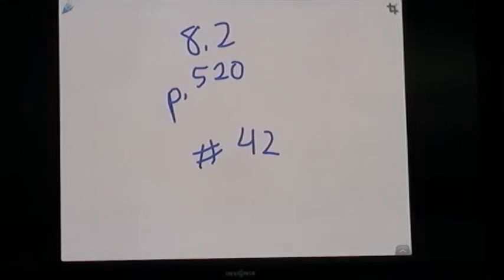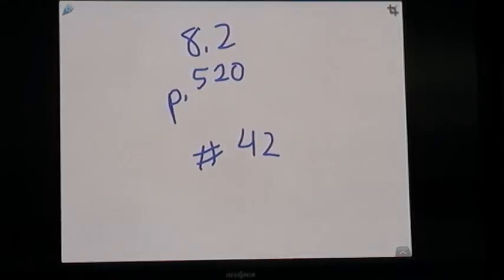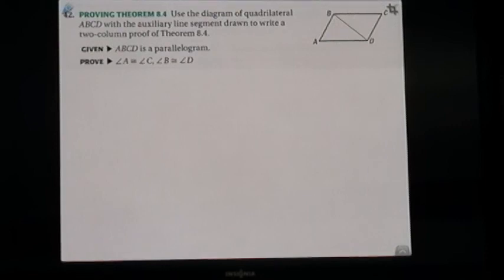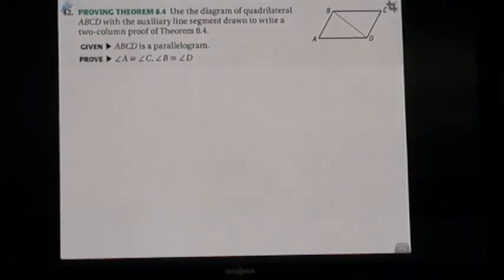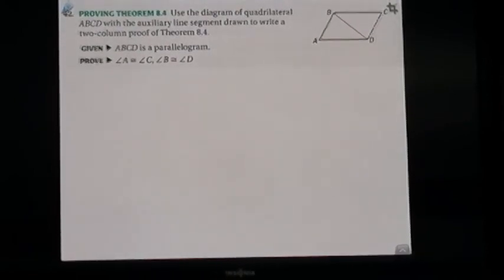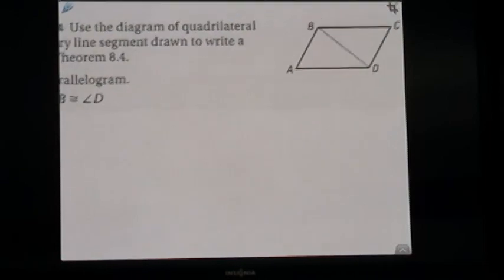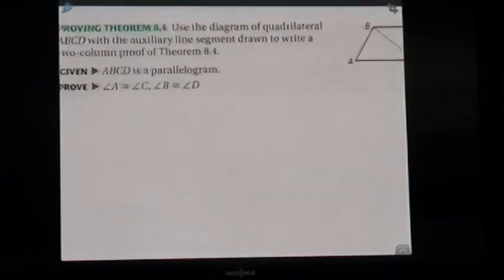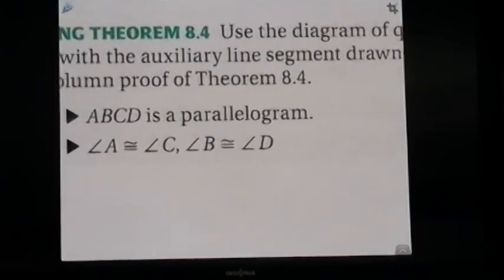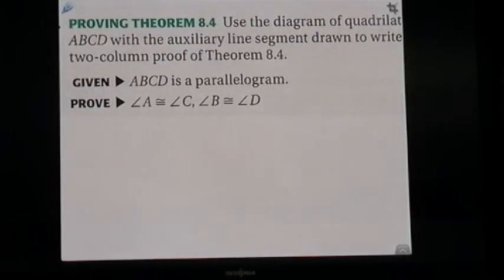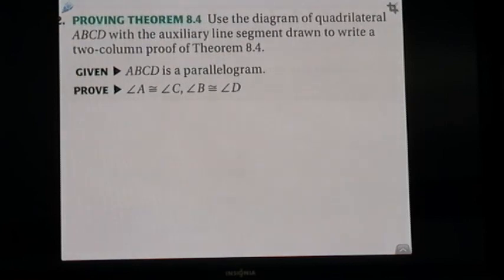Page 520, number 42. Remember, my job is not to tell you all the answers, but to help you figure out how you can do this. So let's take a look at this one. It says, use the diagram of the quadrilateral ABCD with the auxiliary line segment drawn to write a two-column proof of theorem 8.4, which says that opposite angles are congruent. And all we're given is that ABCD is a parallelogram.